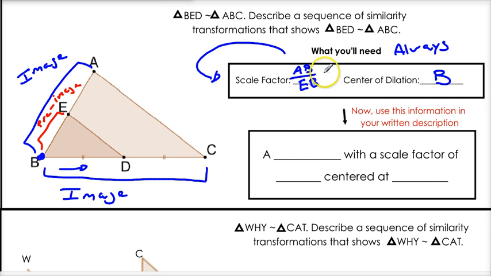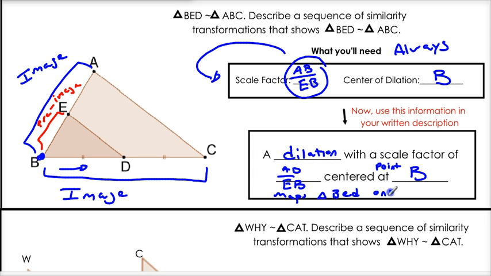So now, since there's no numbers here, we actually can't change it. Our scale factor is just this. All right, we're just going to keep this. We don't have to use any numbers. That's why it's easier. There's no numbers to work with. So all we have to say is that to map BED onto ABC, it's a dilation with a scale factor of AB over EB centered at point B. And that maps triangle BED onto triangle ABC.